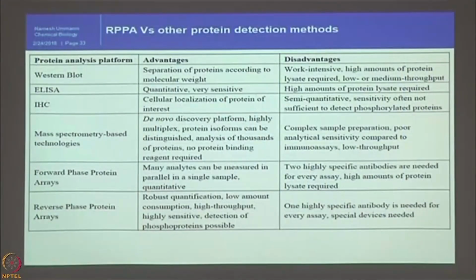But reverse phase protein array offers robust quantification, low amount of consumption, high throughput, high sensitivity, and detection of phosphoproteins. I am not saying that it overcomes all the disadvantages of the methods mentioned here. It also has limitations: it requires highly specific antibodies, every assay needs to be optimized, and special devices are required for this technique as well. So, this is how the RPPA works.